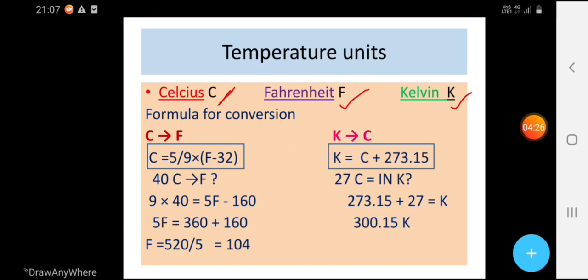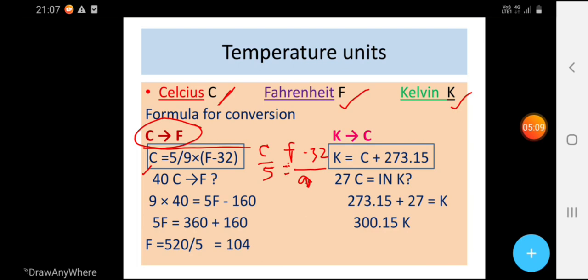There are formulas for all conversions. The Celsius to Fahrenheit formula is C equal to 5 by 9 multiplied by F minus 32. You have to remember this formula; it is an important formula, so all of you have to write it and learn it. Okay, you can write this formula in that way also: C by 5 is equal to F minus 32 by 9. In that way also you can write.